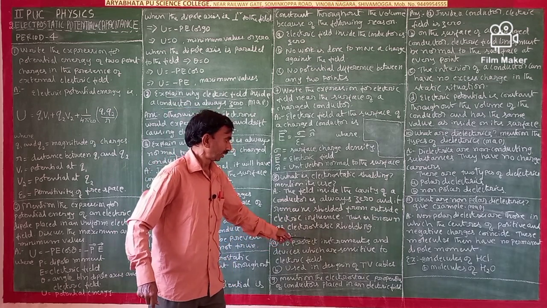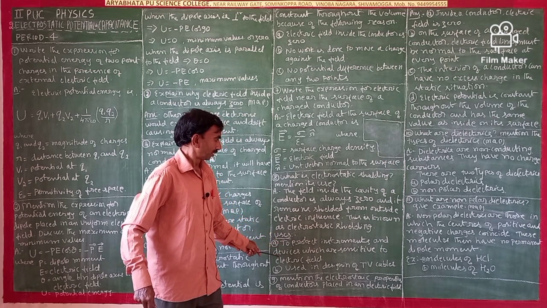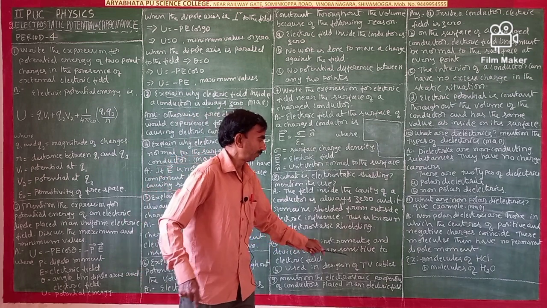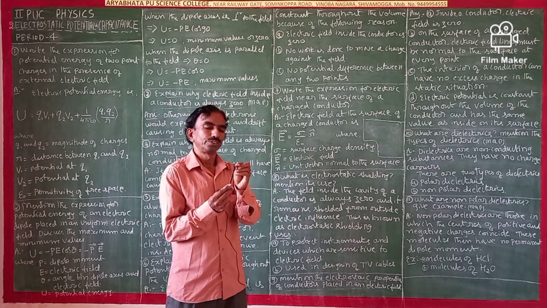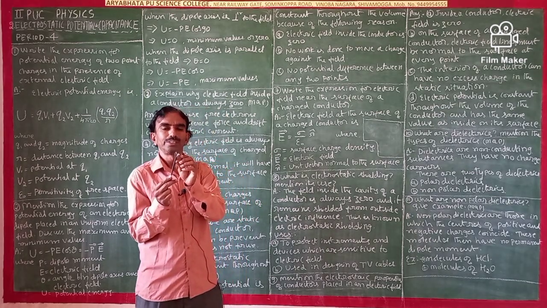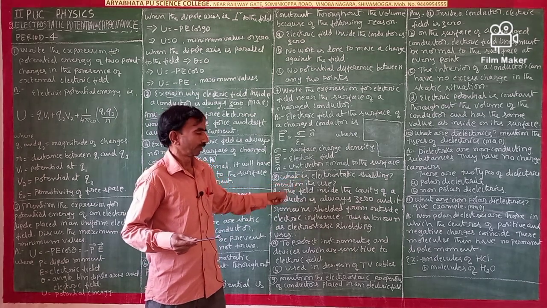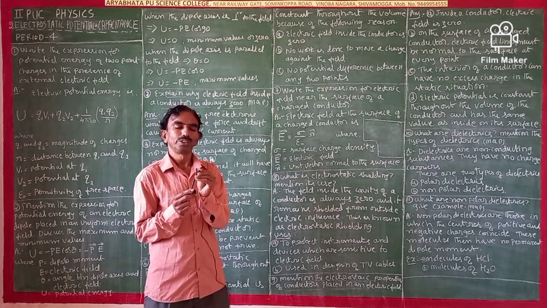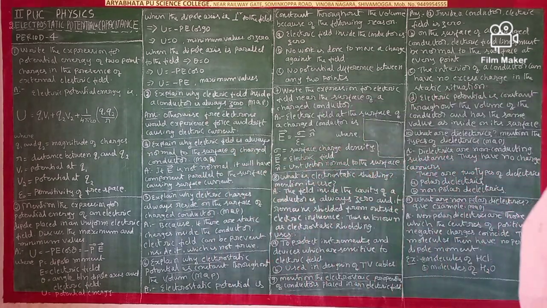It is used to protect instruments and devices which are sensitive to electric field, and in the design of TV cables. This is an example of electrostatic shielding. Its use is in making of TV cables. Another example is there.